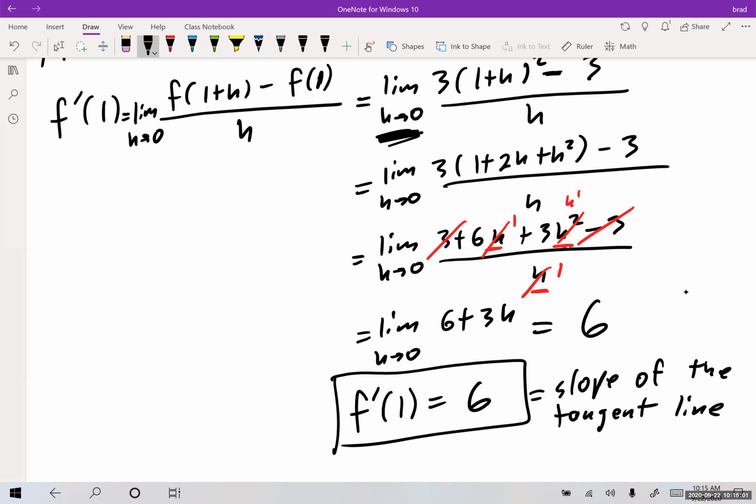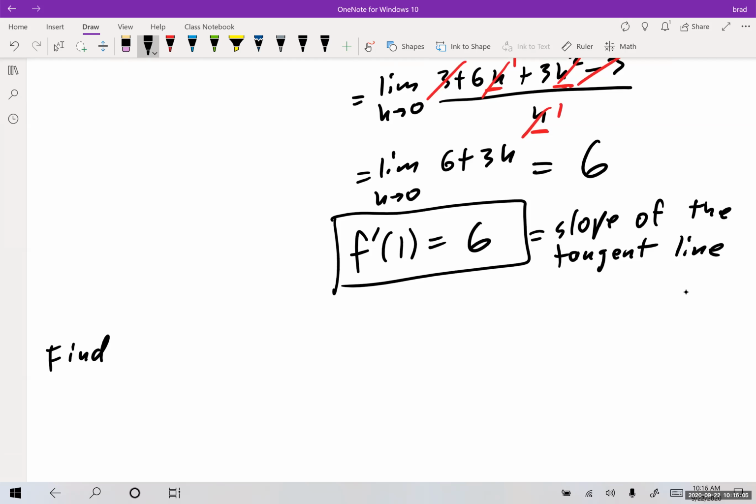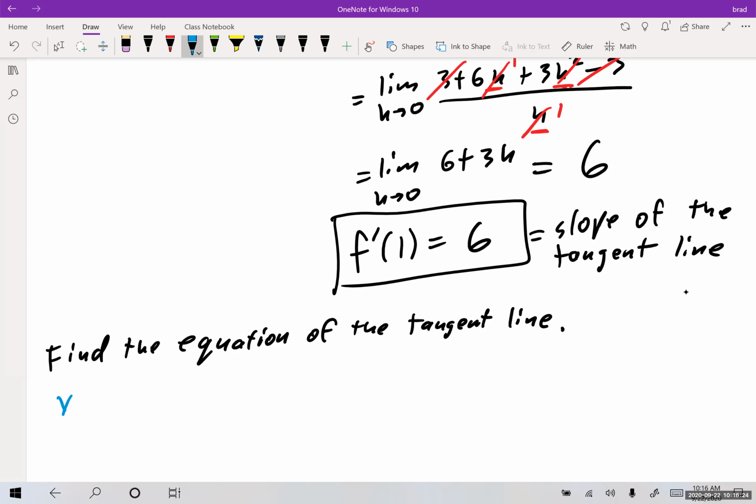Now this is when you know a. So what if they say, find the equation of the tangent line? Well, in order to do that, all I have to do is remember my old formula. It says y minus y1 equals m times (x minus x1).